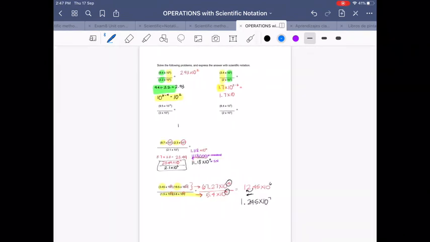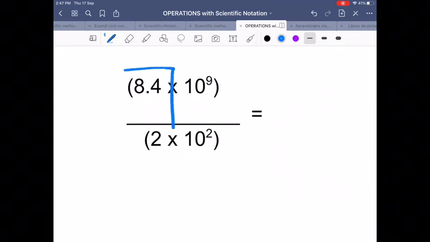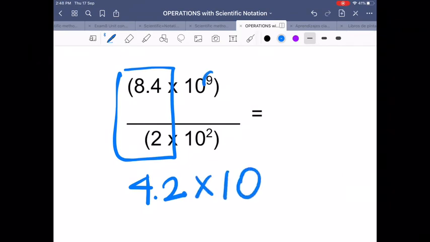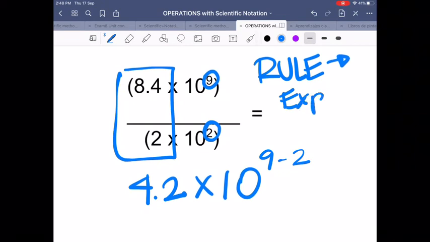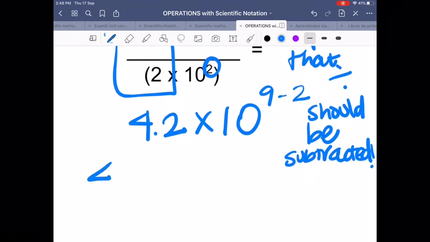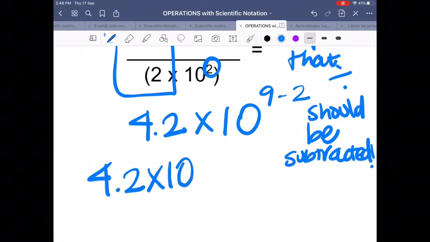Now let me do with you a division problem. In this one, we have 8.4 divided by 2. So you just divide it that way, directly. 8.4 divided by 2 equals 4.2 times 10 to the 9th power and 10 to the 2nd power. It means 9 minus 2, because rule: exponents that divide should be subtracted. So your answer will be 4.2 times 10 to the 7th power.